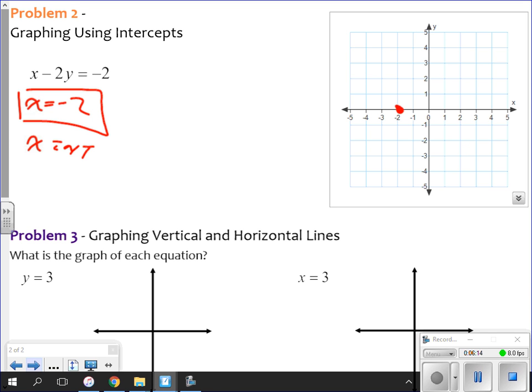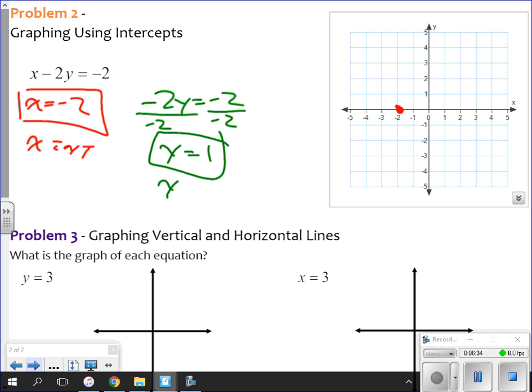Somebody other than Robert, if I cover up the x, what do I get? Yeah. Negative 2y equals negative 2. Solve for y. Divide both sides by negative 2. Y equals 1. That's my y-intercept. So I go over to the y-axis, put a dot on 1.